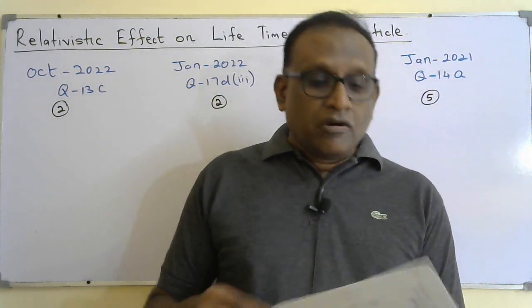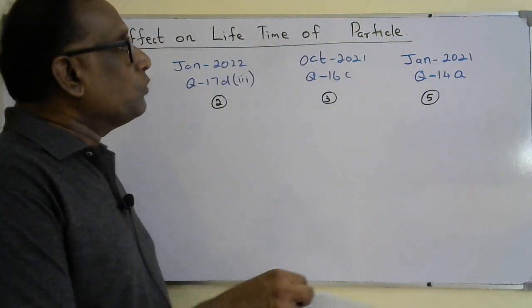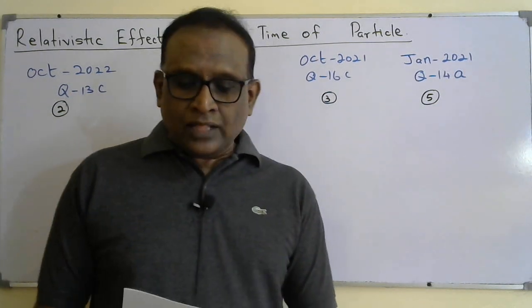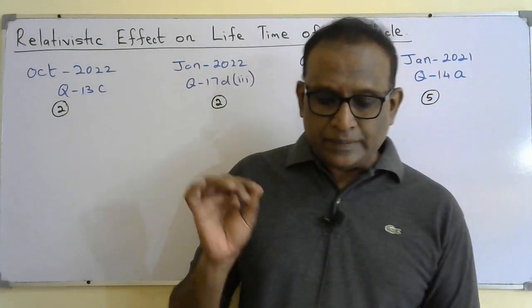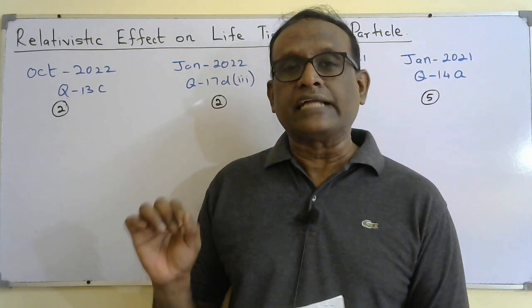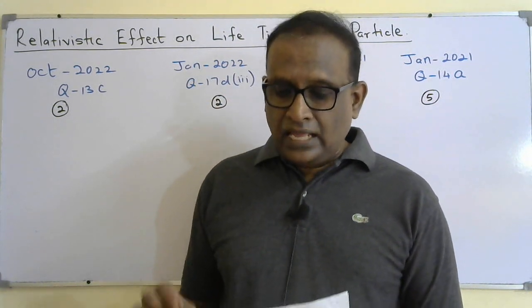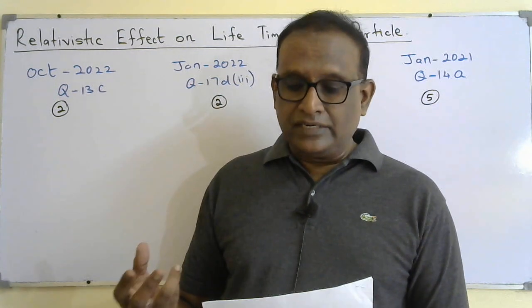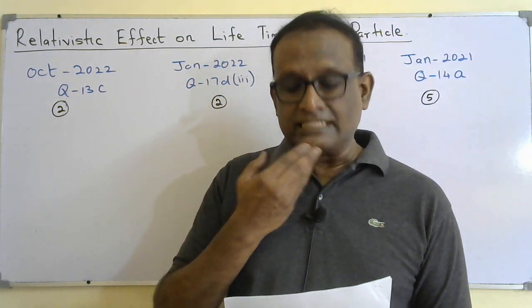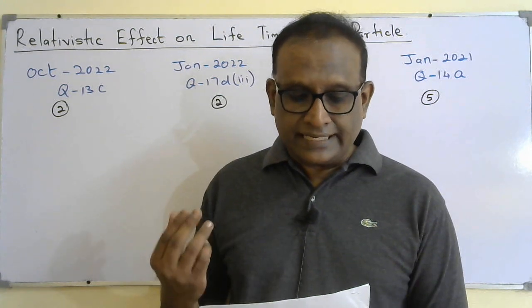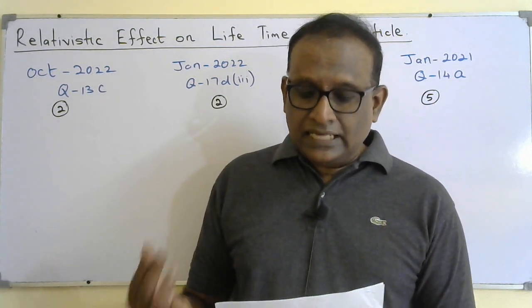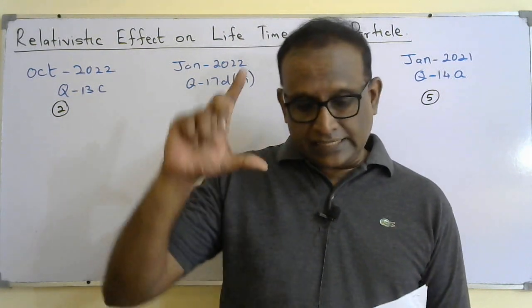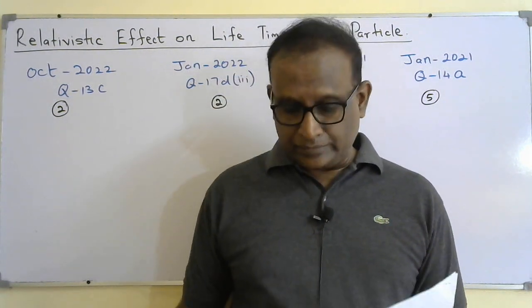The answer is the same. For the January 2021 question, 5 marks, it is the same question, but numerical values are given. The speed of the muon is 0.994 times the speed of light, and the distance it moves is 1600 meters. The lifetime is 2.2 times 10 to the power minus 6 seconds, that is 2.2 microseconds. Then they ask to explain whether those observations are consistent. That means they are able to see the muons at the bottom of the mountain, which has a height of 1600 meters.